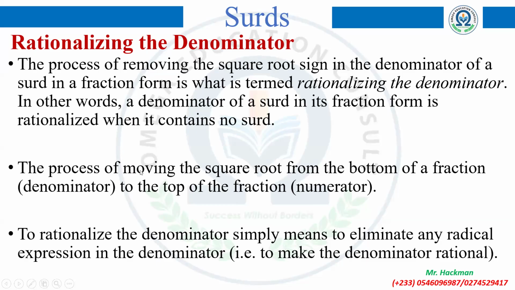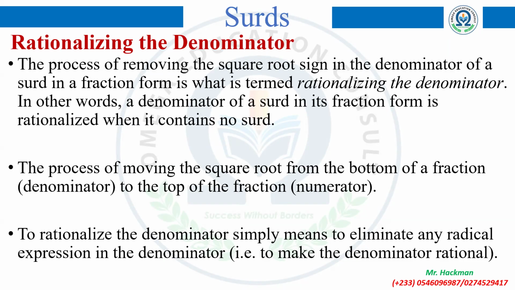Quickly, let me read this. The process of removing the square root sign in the denominator of a surd in fraction form is termed rationalizing the denominator. In other words, the denominator of a surd in its fraction form is rationalized when it contains no surd. So immediately there is no surd in the denominator, where originally there was a surd, you have removed the surd.